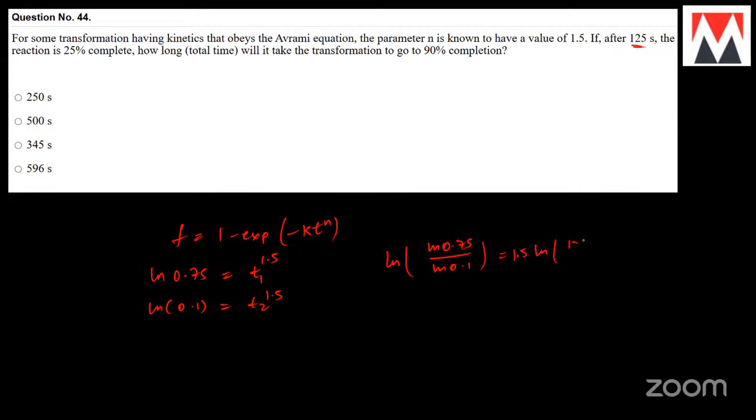Ln t1 by t2, 125 by t2. So what do you get here? T2? If I put this in the calculator, ln of ln 0.5 by 1.5, exponential of this, by 125, I am getting, so your answer is 500 seconds. So it takes 500 seconds.